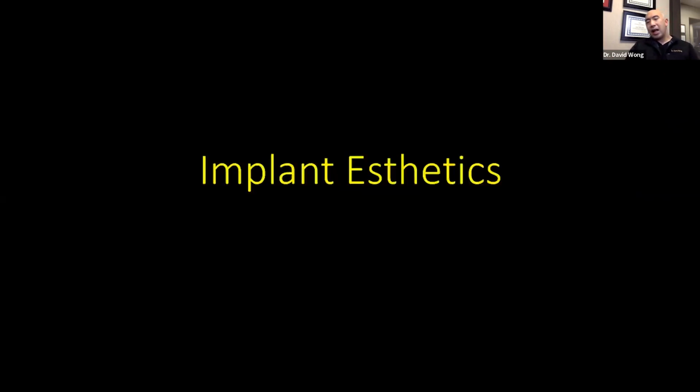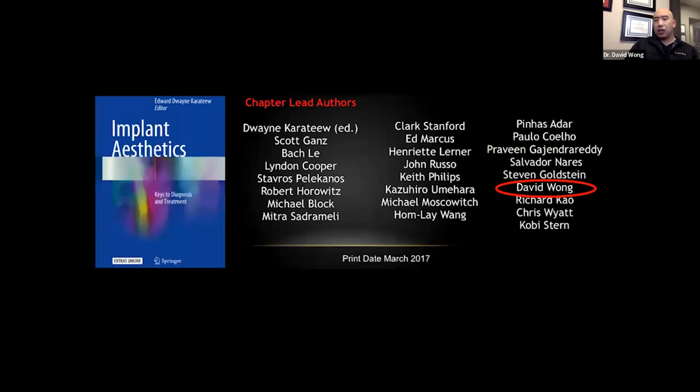So the name of the game today is implant aesthetics. What we're going to be talking about is how, from start to finish, from a hopeless tooth or maybe an already missing tooth, how do we get it to look good? How do we give a patient their smile back that they're going to be proud of, that they can function and eat with, and be proud to show off to their friends and family? How do we do that?